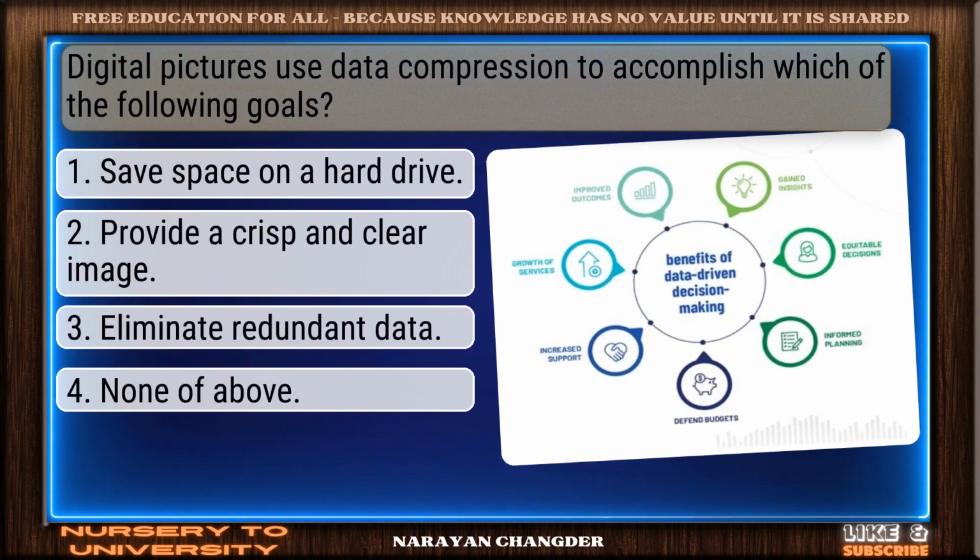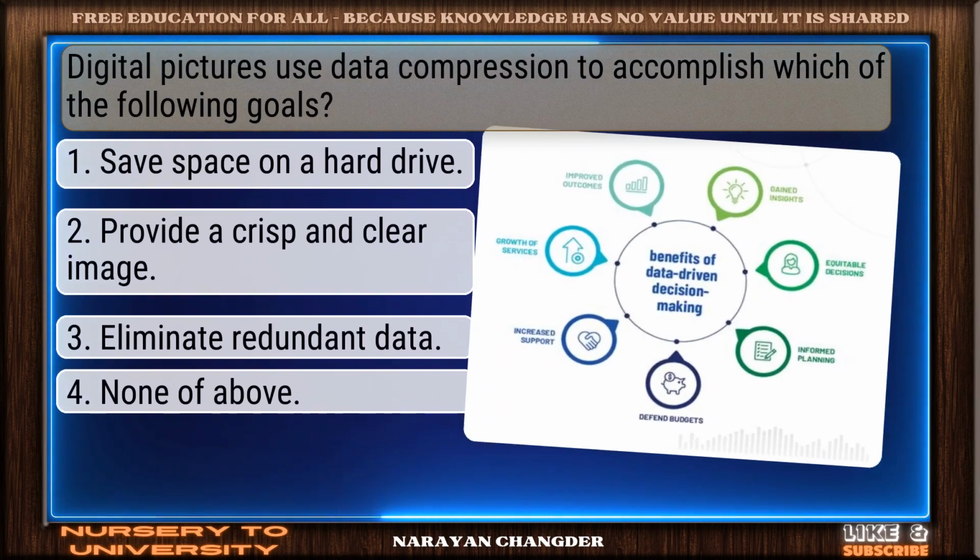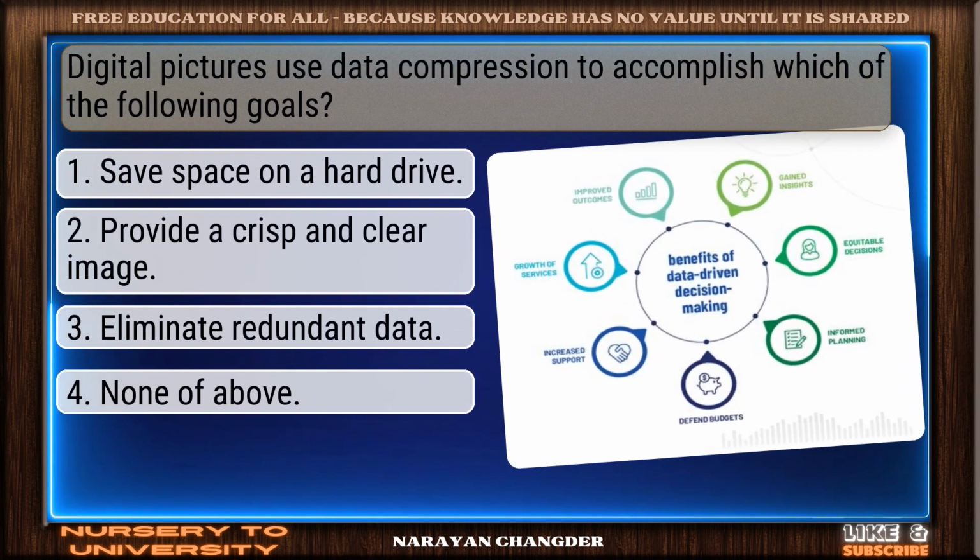Question number 30. Digital pictures use data compression to accomplish which of the following goals?